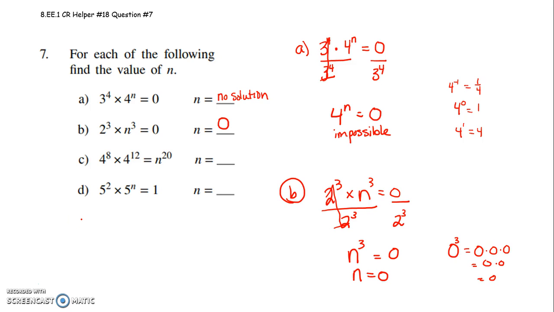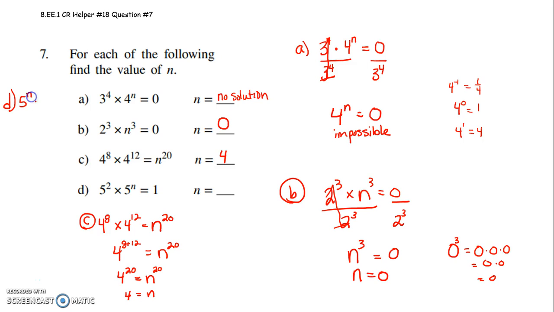All right. So now for letter C, we have 4 to the 8th times 4 to the 12th equals n to the 20th. Let's simplify this side. If we're multiplying with the same base, we add our exponents. So that becomes 4 to the 8 plus 12 has to be n to the 20th power. Well, 8 plus 12 is 20. So 4 to the 20th has to be n to the 20th. Guess what n must be? N must be 4.